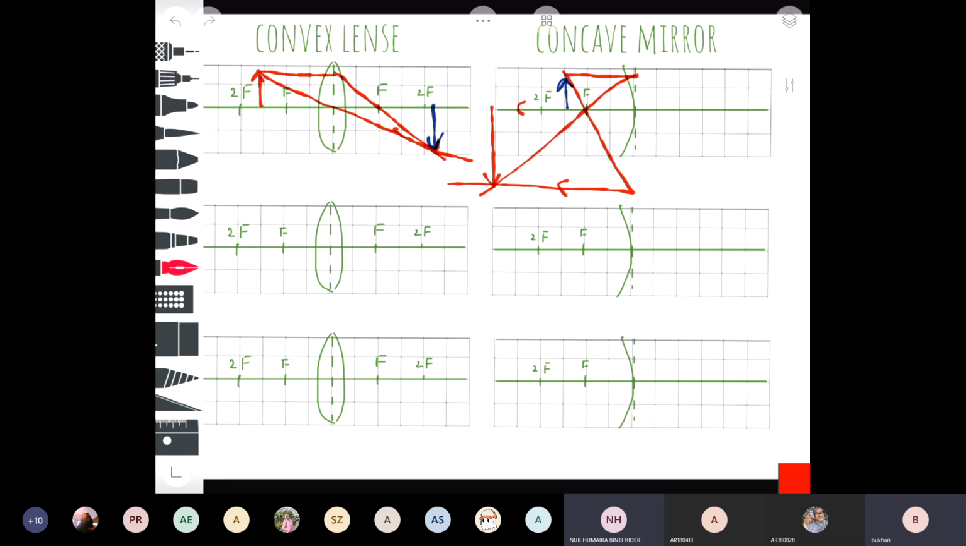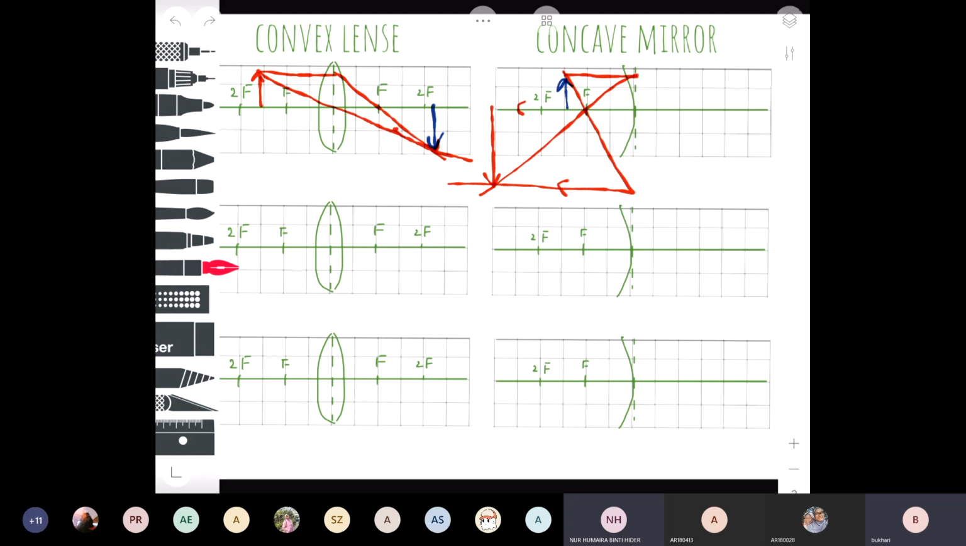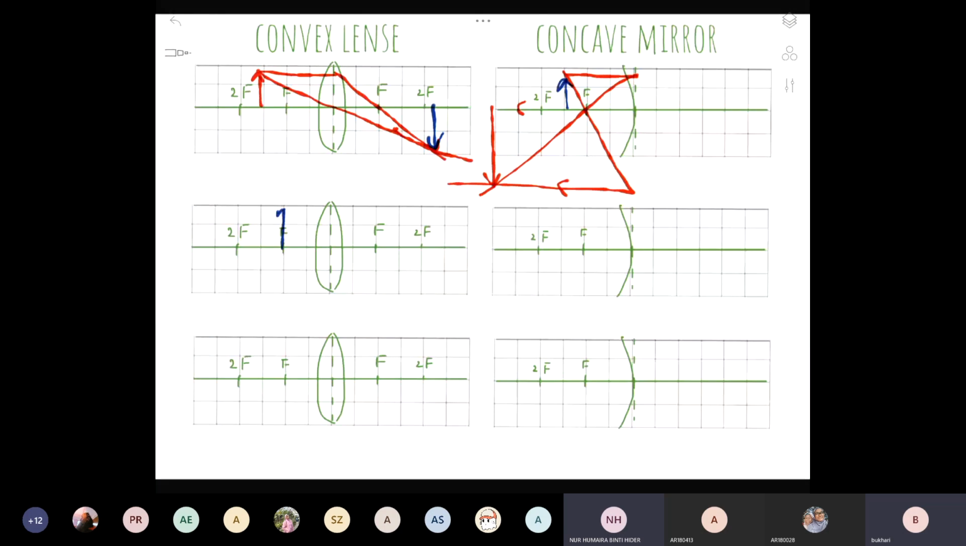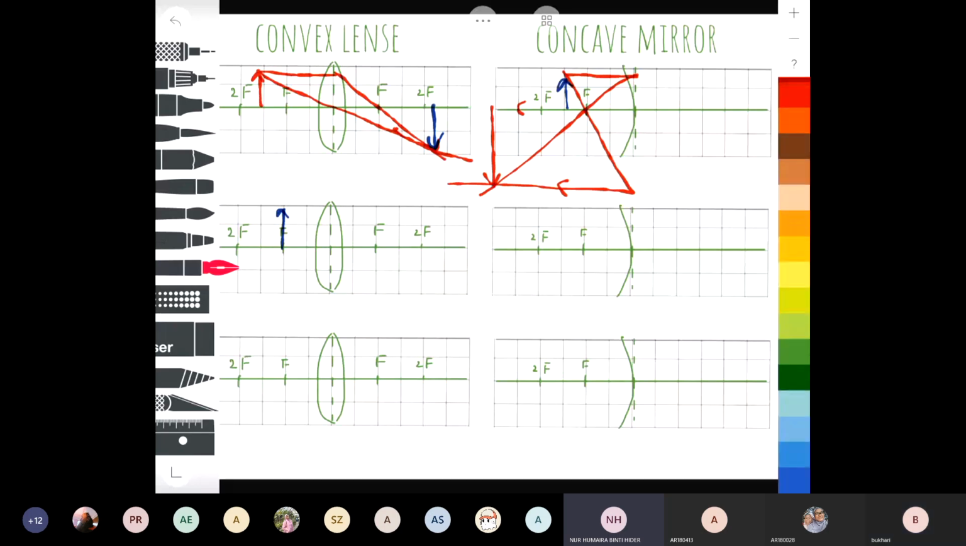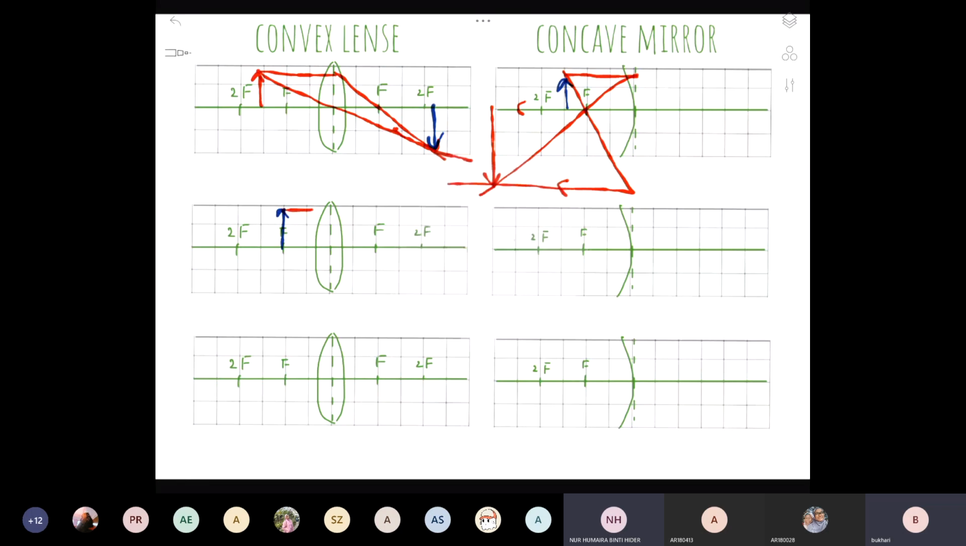Now the object is exactly on F. So light travels parallel to the principal axis, and then it will be refracted towards F. And then another rule is light travels through F. Actually, the line should be parallel. Maybe my drawing is not very accurate, but the line should be parallel. So when we have two parallel lines, they will never intersect with each other, right? So you cannot find any intersection on this side.